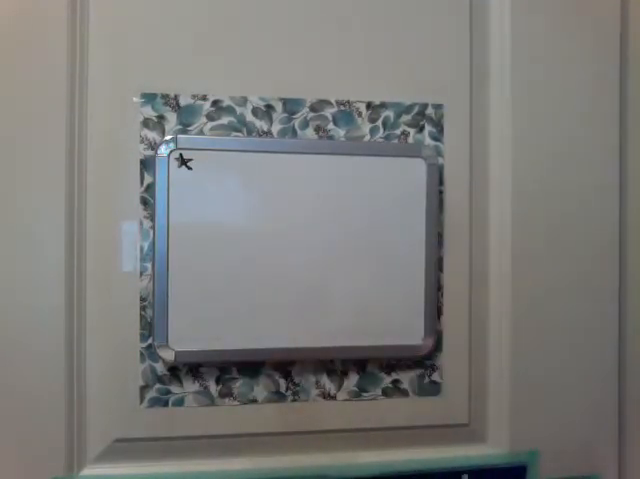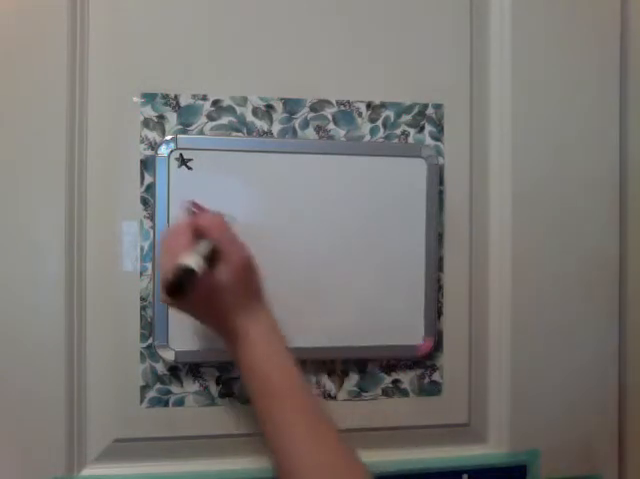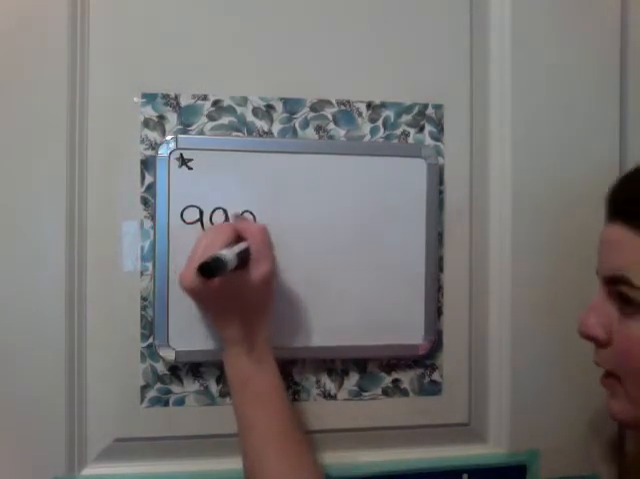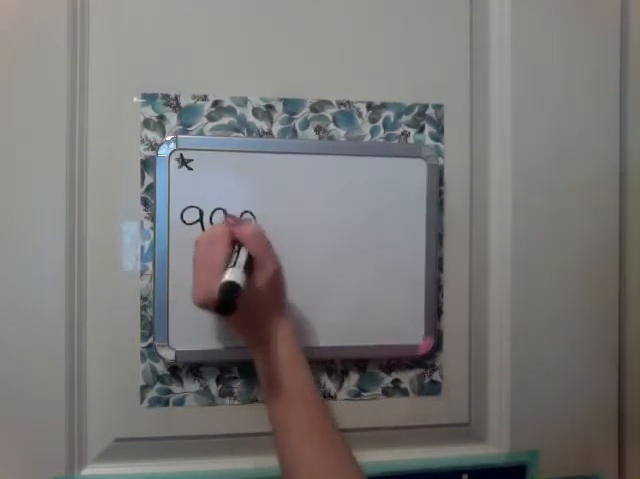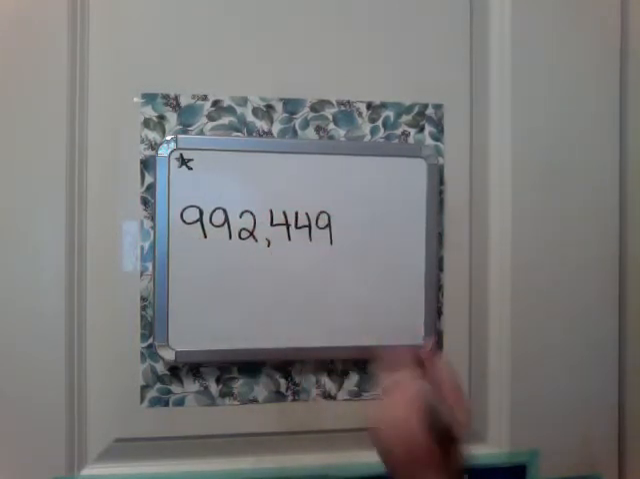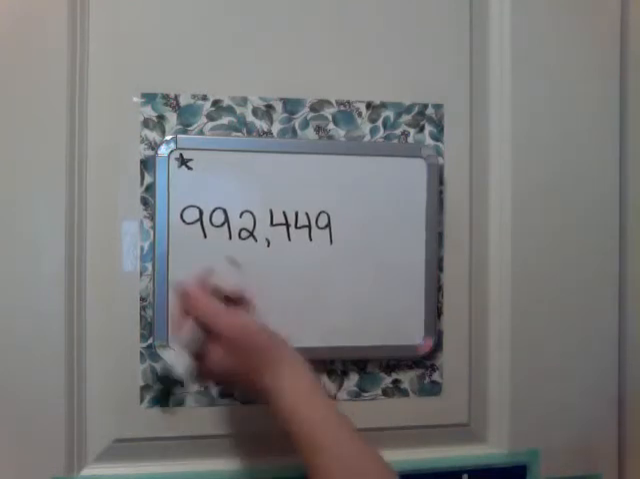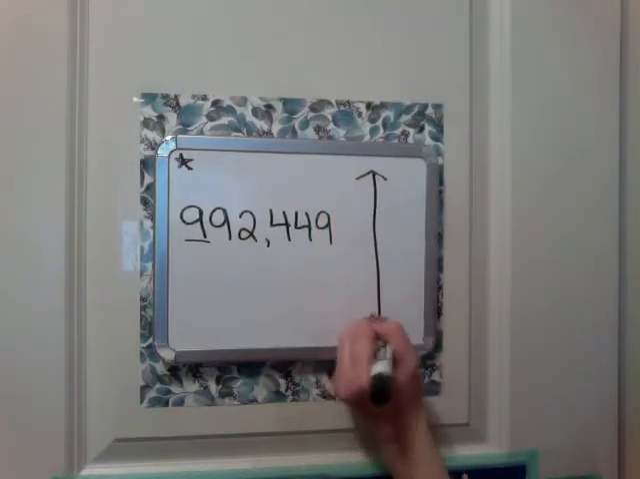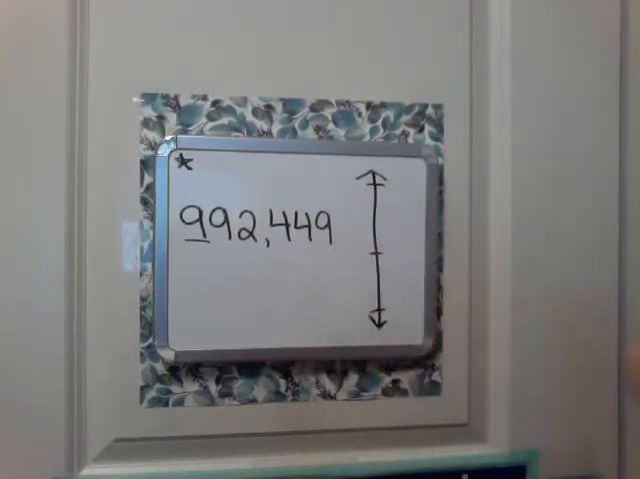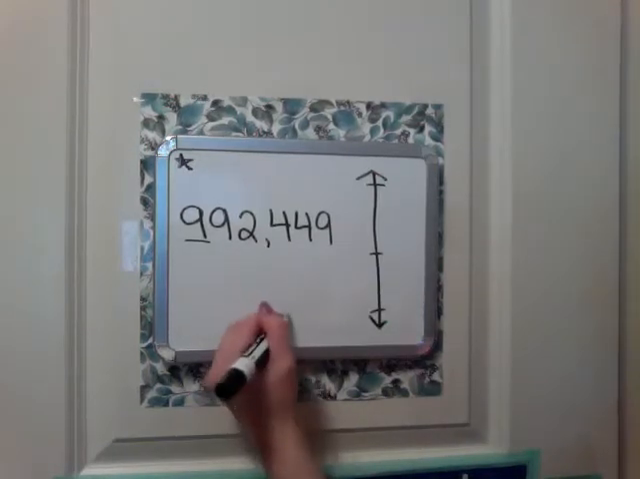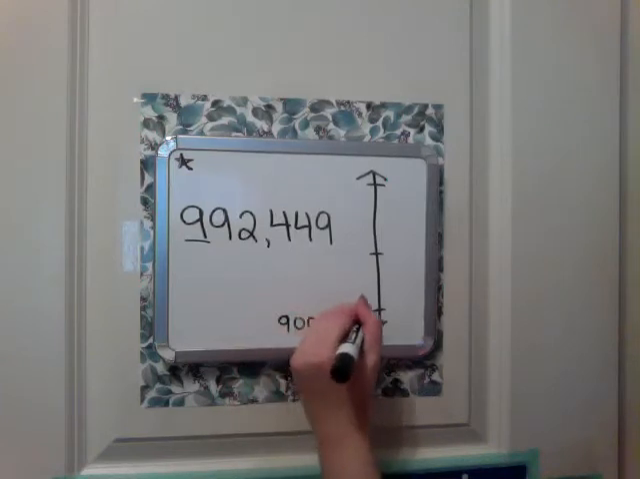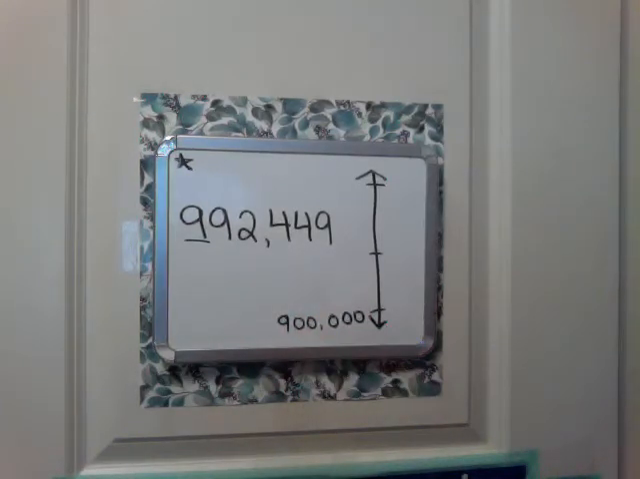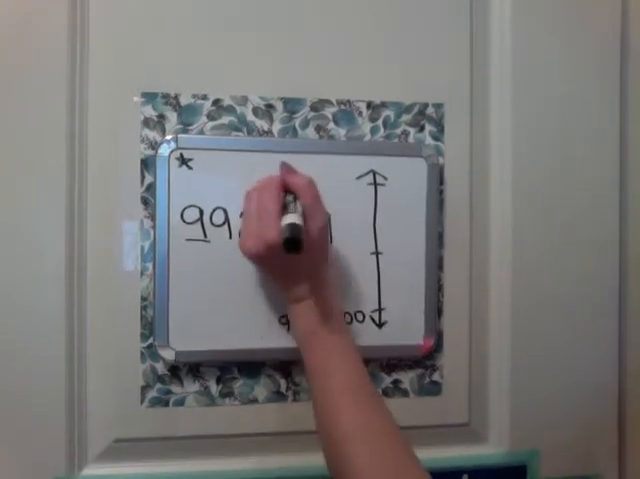For rounding, we have 992,449, rounded to the nearest hundred thousands place. So on your number line, we are going to be counting by hundred thousands. In 992,449, we have 900,000. So that's your bottom number. And then one more 100,000 pushes us over to the next place value. It puts us in the millions place.